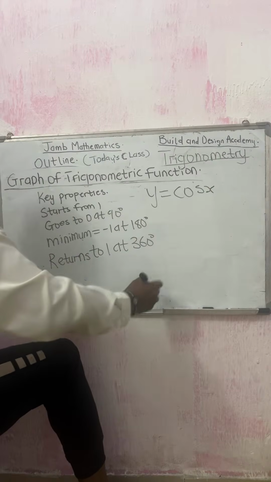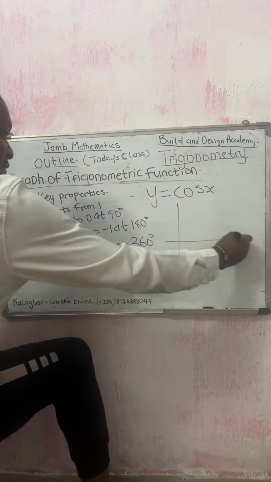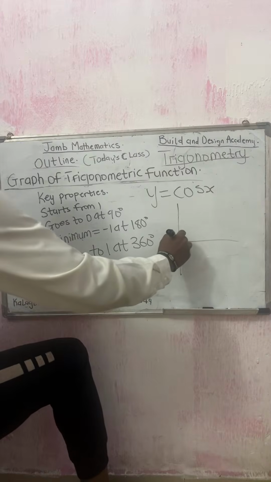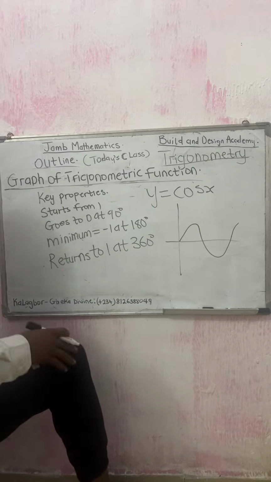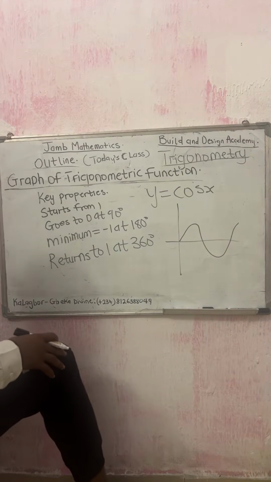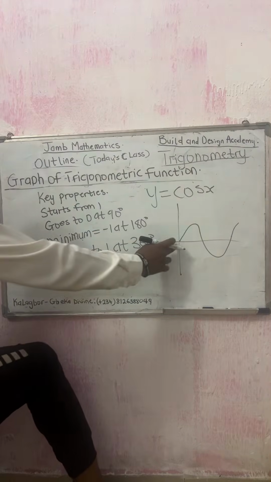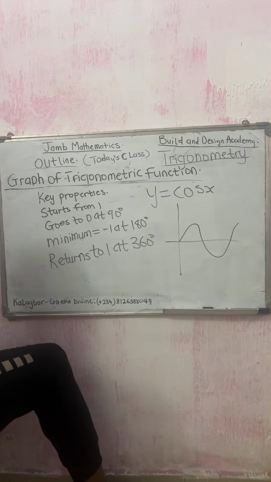And this is how it was for the cosine. It started from the top, went down, came up again. So this is how the cosine graph was.